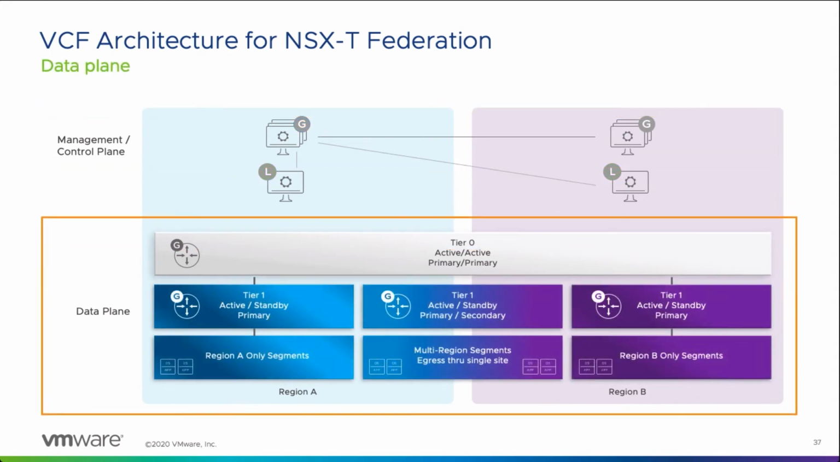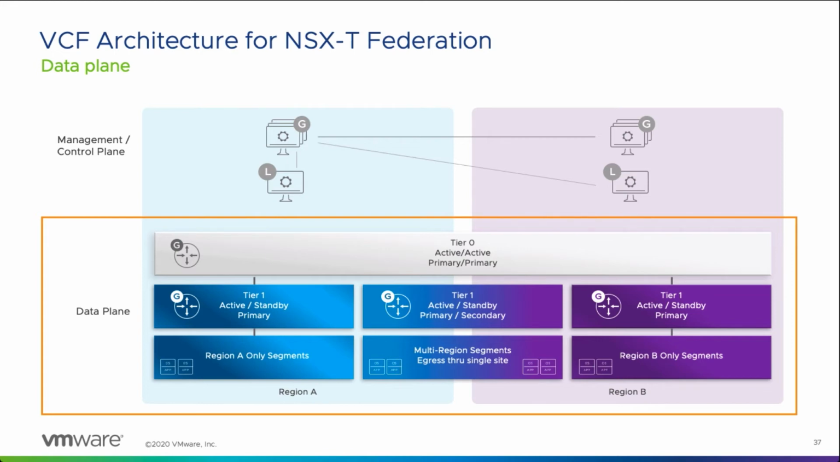Here's a detailed view of the data plane architecture for NSX-T Federation. Now here you can see a global Tier 0 router deployed that spans both regions. This router will provide north-south routing for all traffic in the federated deployment. Each region will have a region-specific Tier 1 router deployed where local segments can be created and attached. And in the event of a region failure, it is expected that these segments will be unavailable.